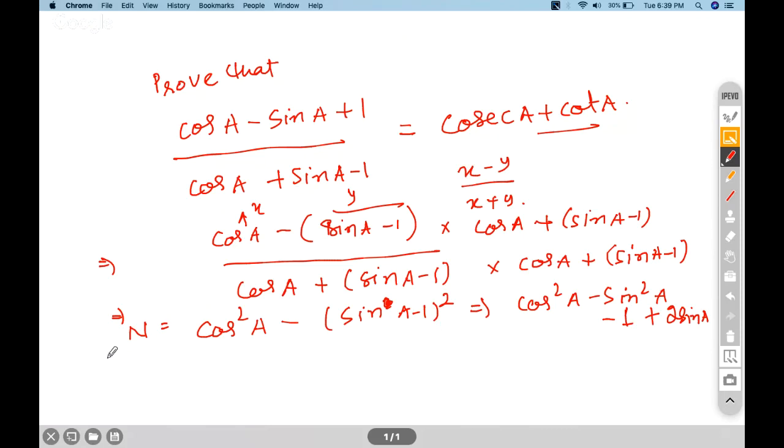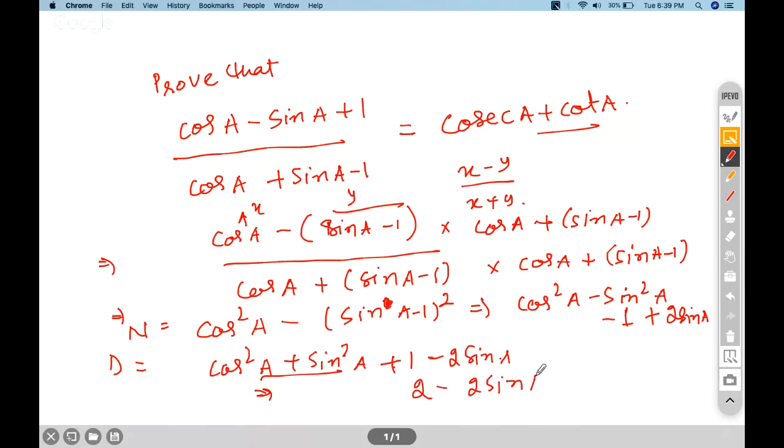And denominator would be cos square A plus sine square A plus 1 minus 2 sine A. So this will be nothing but, this is 1, so 1 plus 1, 2, 2 minus 2 sine A. So how to solve it?